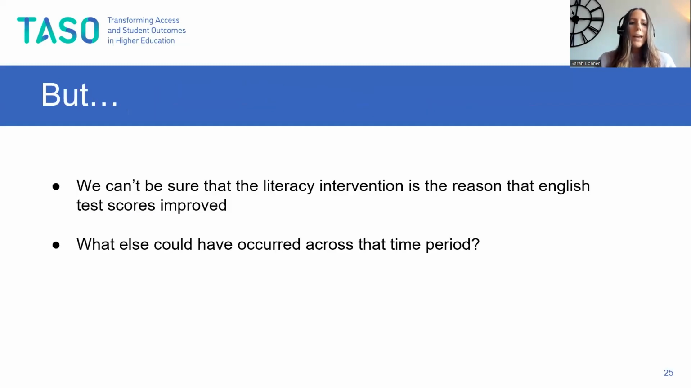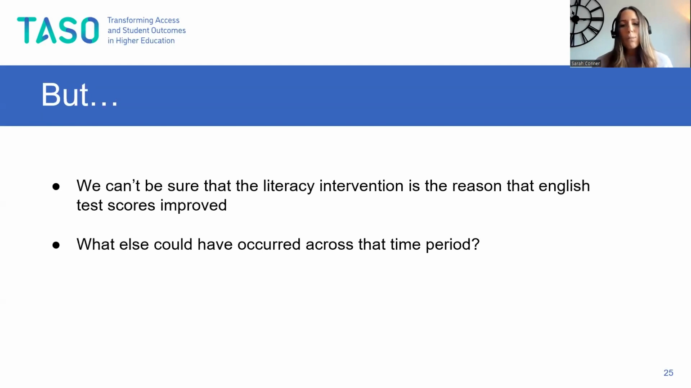But the problem here is, what else might have happened across that 12-week period? How do we know for sure that it was the literacy intervention that improved those English test scores? So what else might have been going on? It's January to April, leading up to the summer and exam season. So perhaps these pupils would have improved in English naturally during that time anyway, even without that intervention.